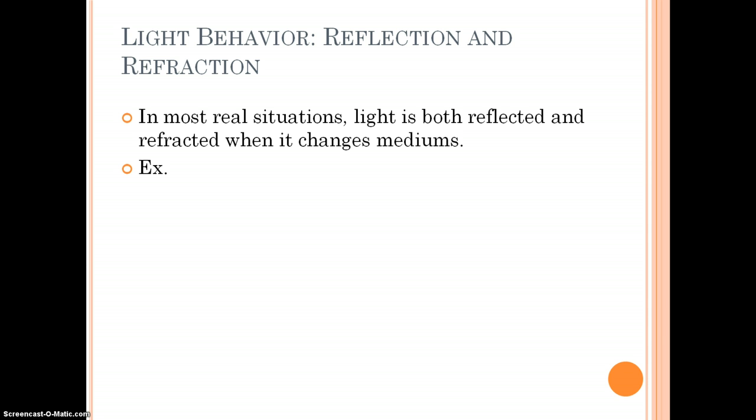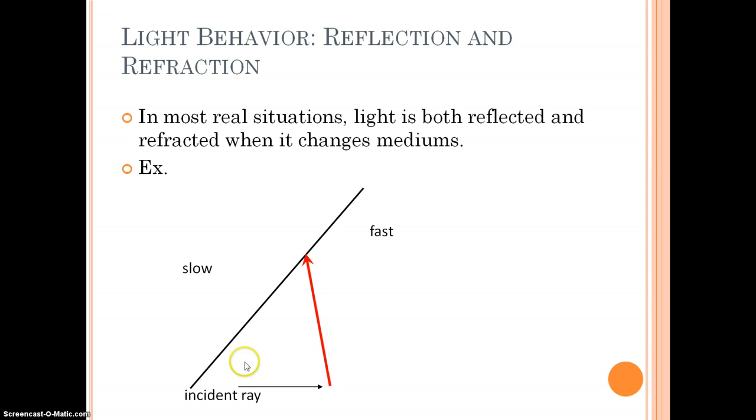So in real life, most of the time you have both reflection and refraction happening at the same time. So here's a diagram when you have both of them. This is slow and fast, and I did medium changes at different angles, so you don't always think of it the same way. Here's my incident ray, the red ray. Don't be confused by the black arrow pointing to the incident ray. That seems a little redundant. But my red arrow is my ray going in that's going to hit the barrier, and part of it will be reflected and part of it will be refracted.